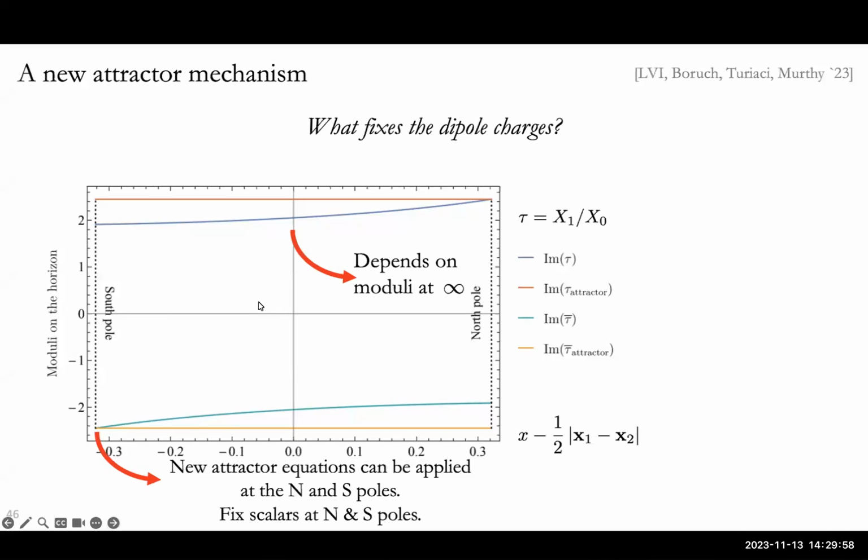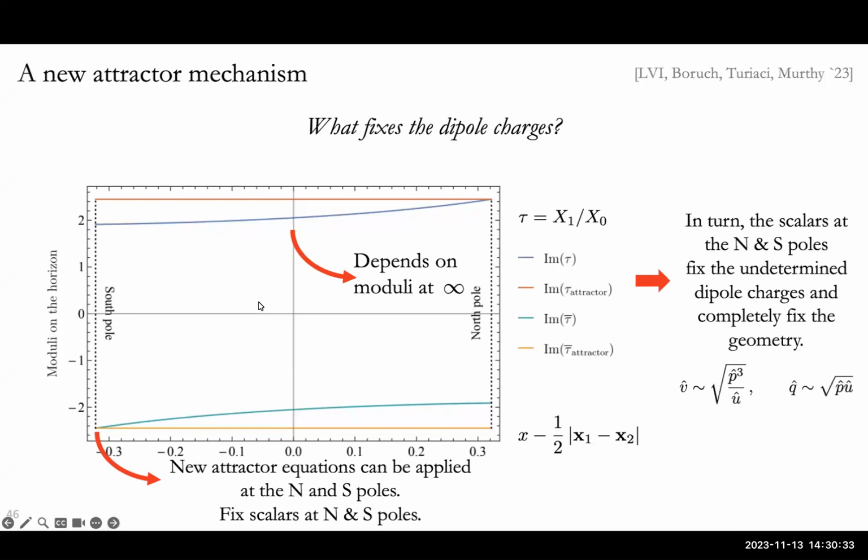Here, the exact shape of this plot depends on the moduli that you fix at asymptotic infinity. But what you'll notice is that at the north and south poles of the black hole, which are the ends of this plot, the blue plot intersects this red value. And this red value is precisely the attractor value that one found in Lorentzian signature. So even though the scalars vary along the black hole horizon, they still get attracted to the Lorentzian attractor value at the north and south pole of the black hole.